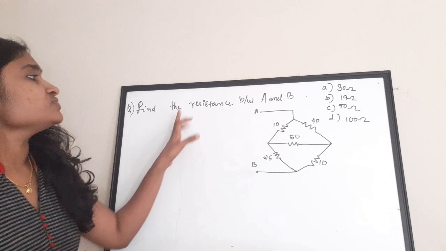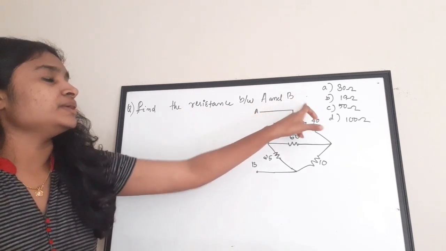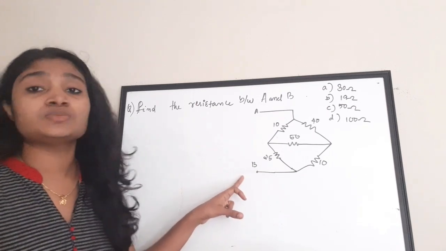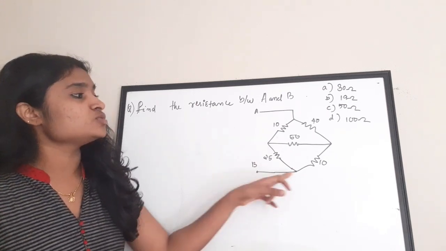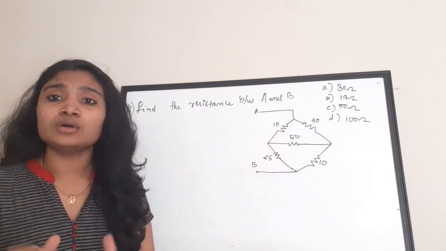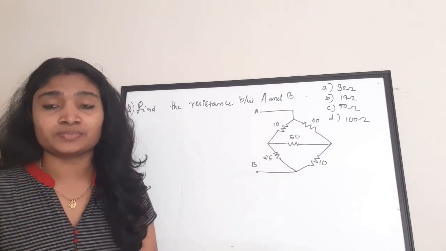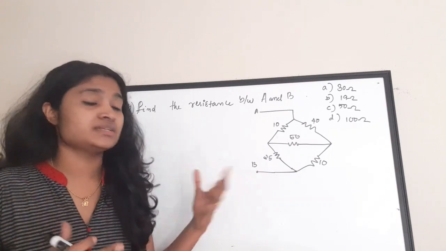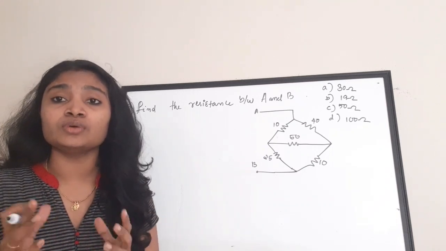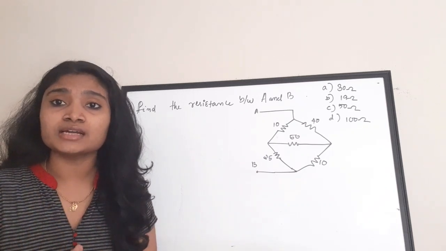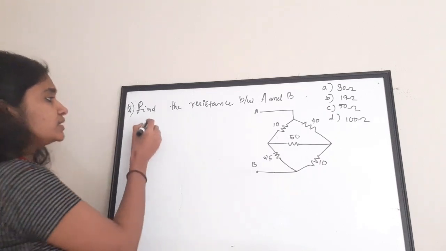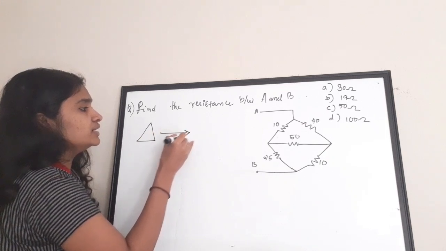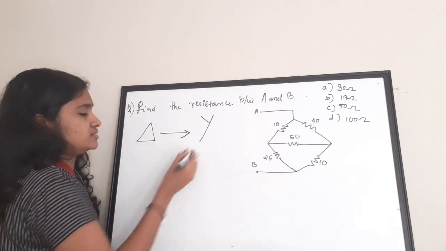The first question is: find the resistance between A and B. Now, how to find the equivalent resistance between these two terminals, A and B? This is actually a bridge circuit, right? So how to solve this bridge circuit? While teaching how to solve this question, I'll try to convey how to do the delta to Y conversion. So we are going to study first how to convert a delta circuit to a Y circuit.